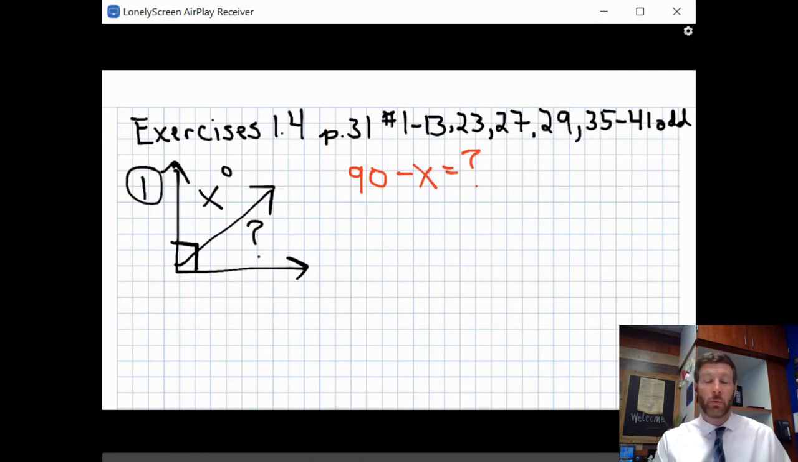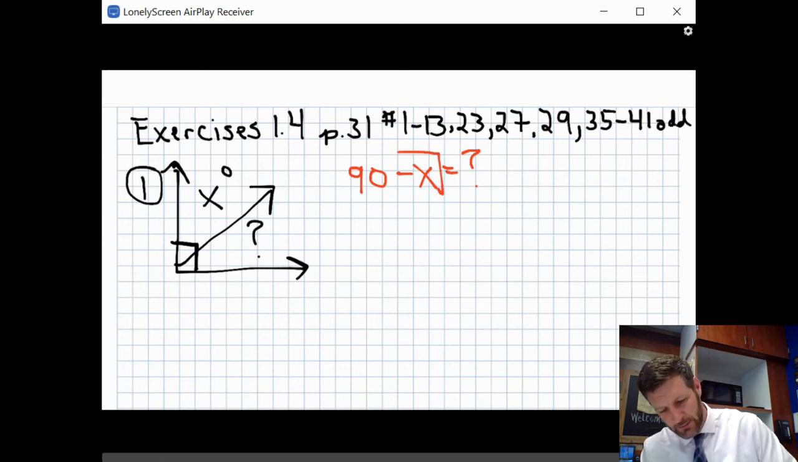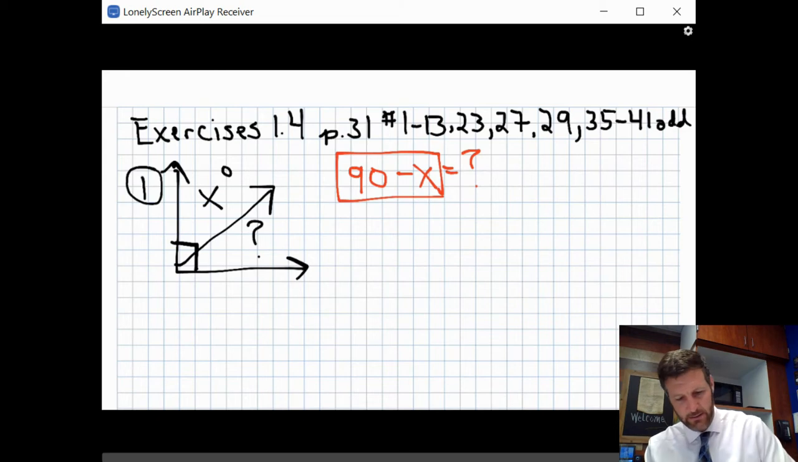And as soon as somebody told you, well, x is 30 degrees, you plug that right in. 90 minus 30 must be 60. So here we go. We would express it as 90 minus x.